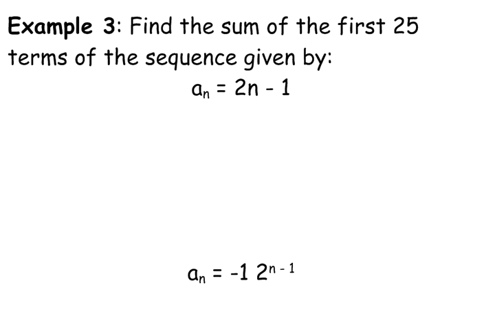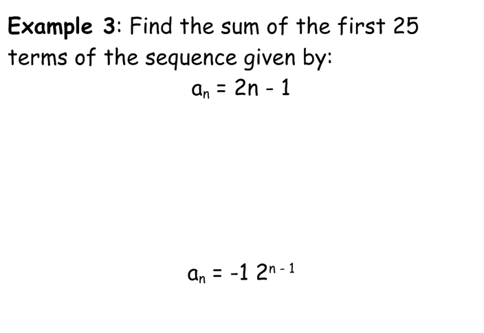All right. Let's look at this. Find the sum of the first 25 terms of the sequence given by this equation right here. A sub n is equal to 2n minus 1. Well, they didn't give us the sequence. They gave us an equation for it.